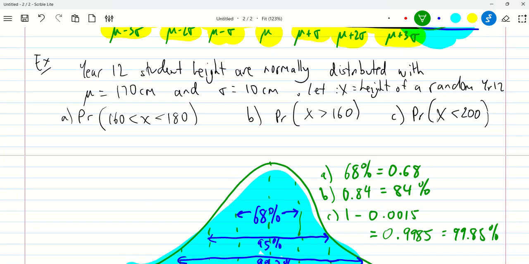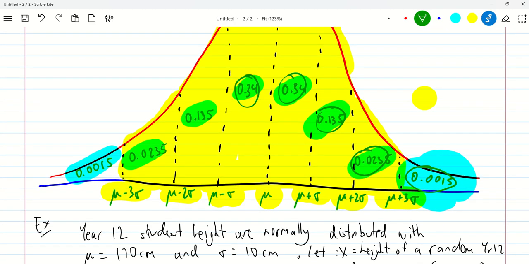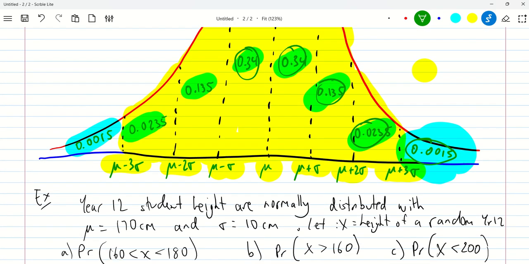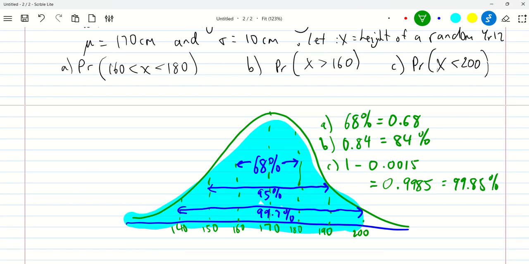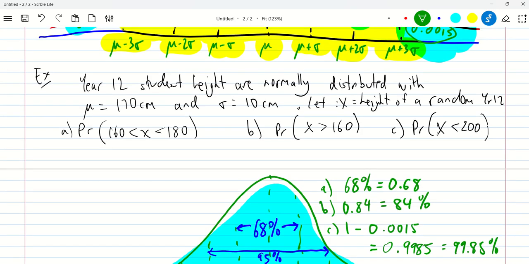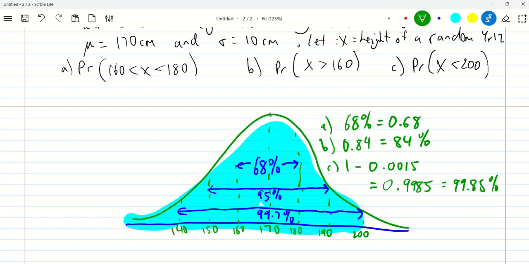And so that's how we apply the 68, 95, 99.7% rule, for as long as it's normally distributed. Okay, so I hope that question makes sense. The numbers aren't always that easy, but I'm just using those easy numbers to demonstrate how everything works. Hope that makes sense. I'll see you in the next video.